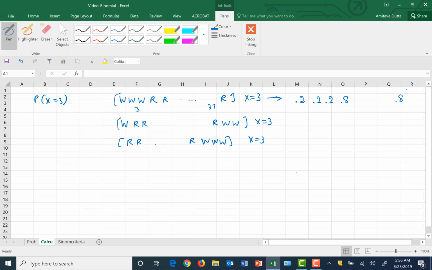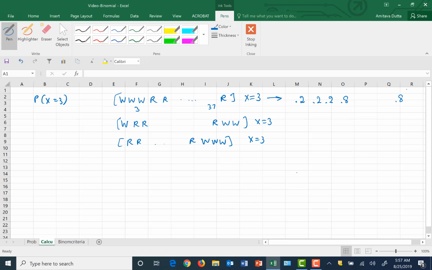WWWRRRR, 37 times? Now, if we assume that withdrawals are independent, and this is an assumption, hold that thought in your mind. We are assuming that whether or not one student withdraws from the course has no impact on another student withdrawing from the course. Usually that's true. That may not always be true, but that's an assumption here.